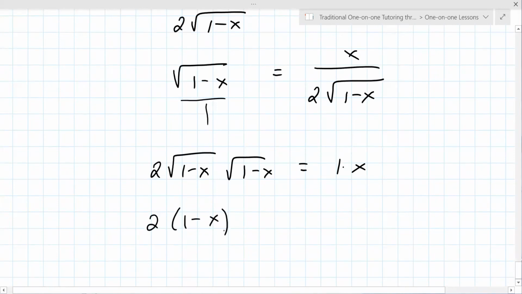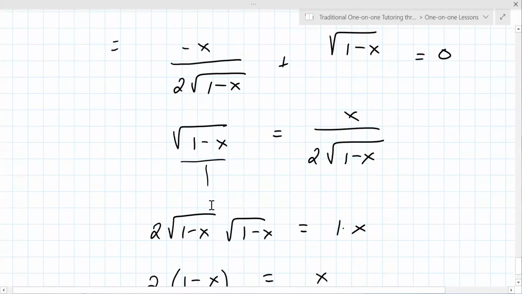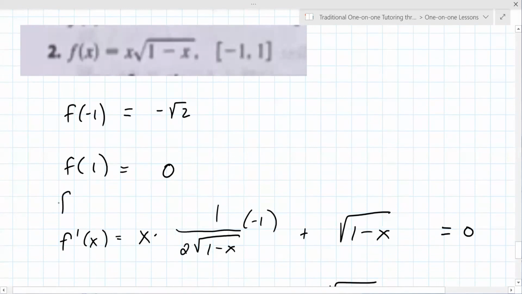The roots go away because they're both the same. So it's 2 times 1 minus x equals x. So you have 2 minus 2x equals x. And then you add 2x over, so you get x equals 2/3 as your final answer. Okay. That's your critical point, though. That is not the answer to this problem. So 2/3 is the critical point. Is it between -1 and 1? Yes. So we're happy. So now we got to go back and evaluate the original function at 2/3.